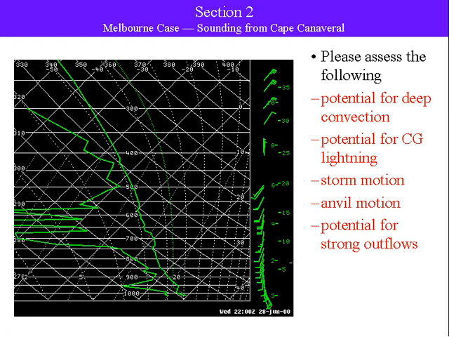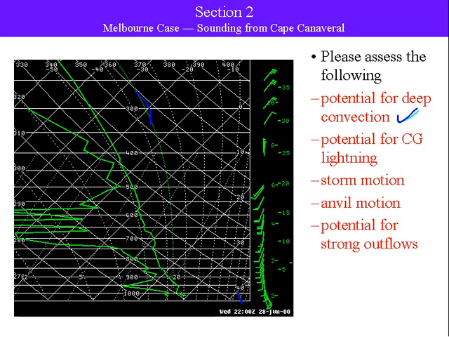Now we're going to go to the first actual case study of the session. In this first slide, the forecasters are asked a few questions about the Central Florida air mass. This is a sounding taken from Melbourne, Florida at 22Z, so it's an afternoon sounding. And the forecasters are asked to assess the potential for deep convection. Obviously, kind of a no-brainer here. Got a pretty good positive area.